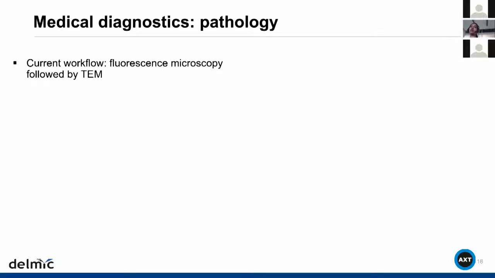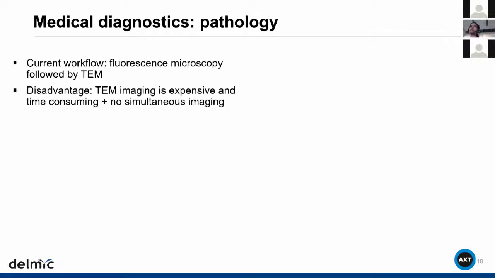So the current workflow is fluorescence image followed by transmission electron image. So the disadvantage here is that TEM imaging or transmission electron imaging is very expensive. It's time consuming. It's also usually present at a completely separate facility, so it's not simultaneously imaged with the fluorescence.